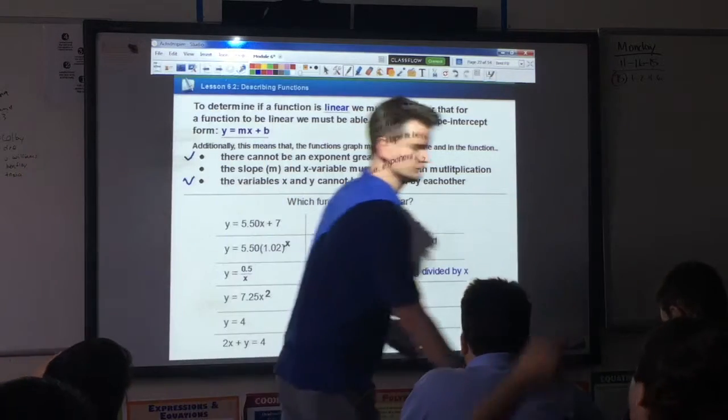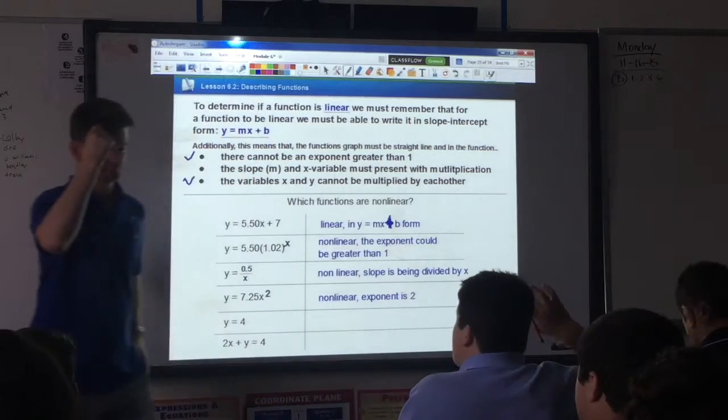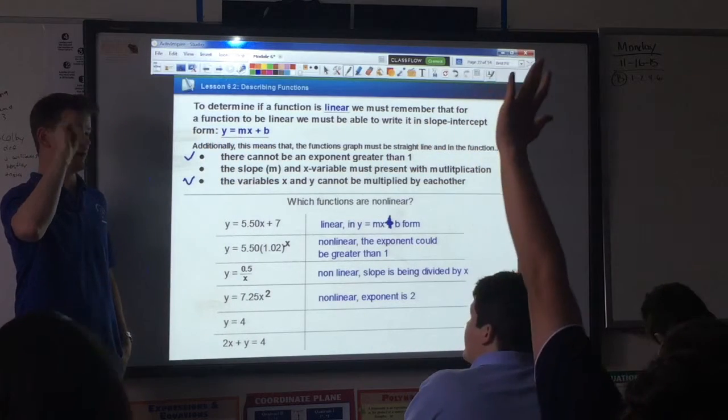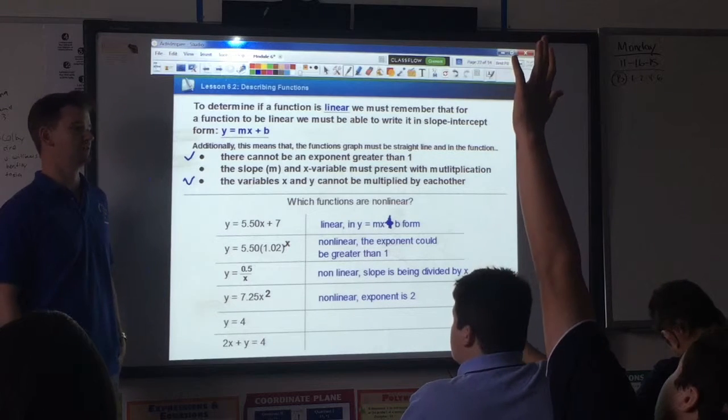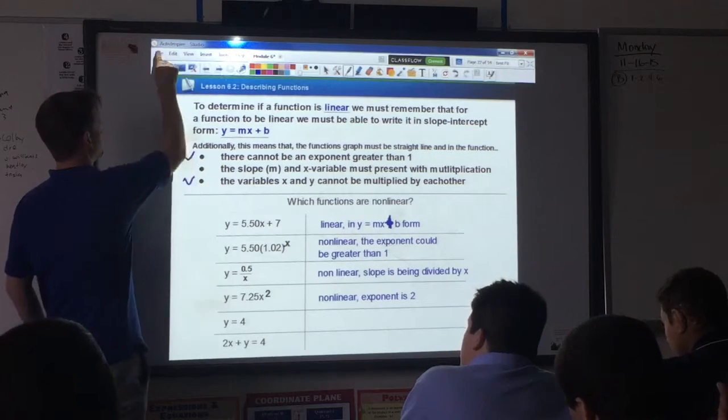What do you think, Hunter? What do you think the slope is? Slope's not 4. The y-intercept is 4. What do you think the slope is, Fiona? The slope is 0. Why is it 0?